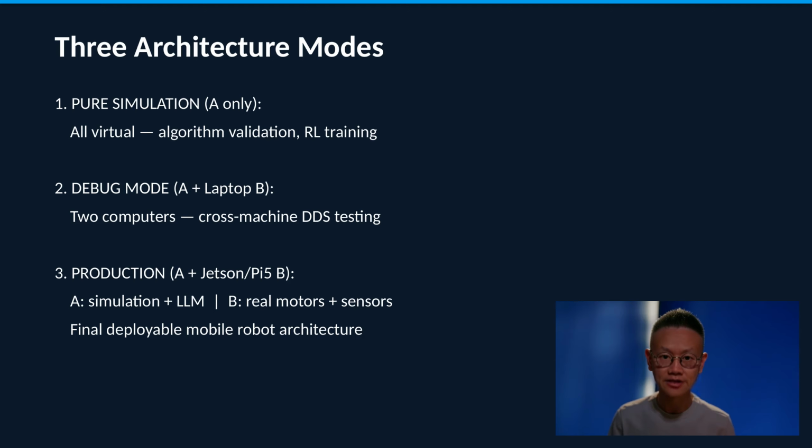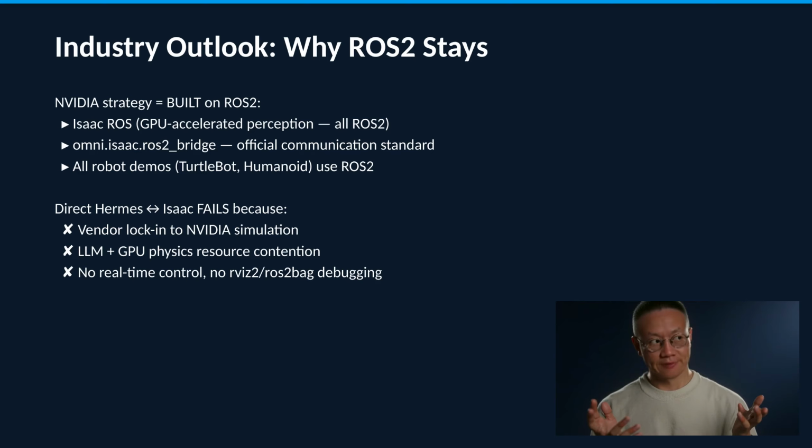Machine A handles simulation and the LLM brain. Machine B runs real motors and sensors. This is the final deployable mobile robot architecture. The industry outlook is clear. ROS2 is here to stay.